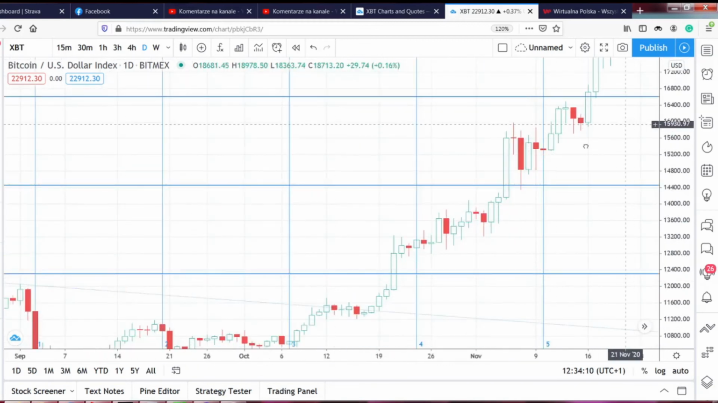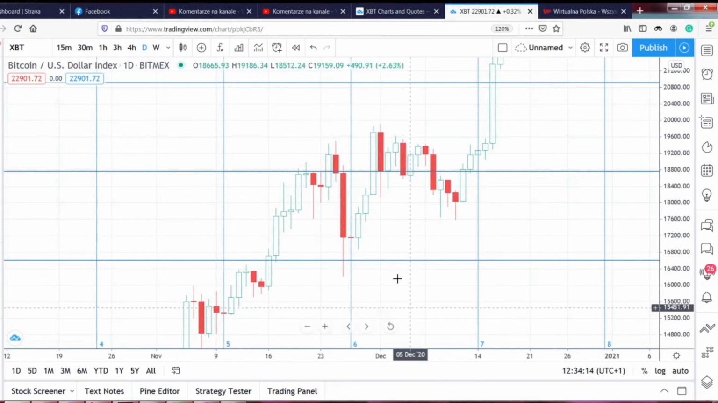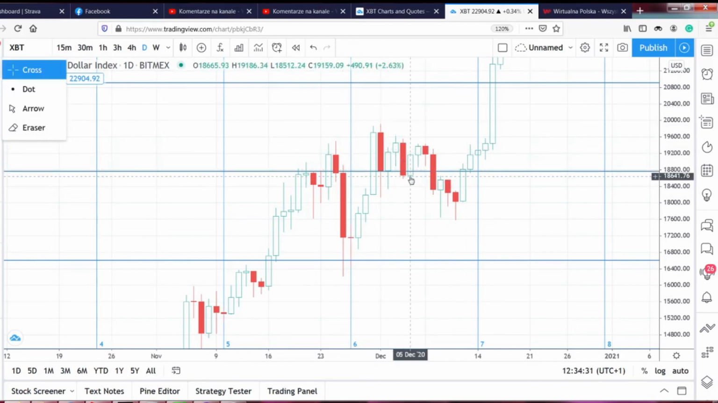5th December, if you don't remember that date, it is November, December. 5th December 2020, the market made a local correction of this movement. Anyway, it's not that bad. It's just a good couple of pips from here.